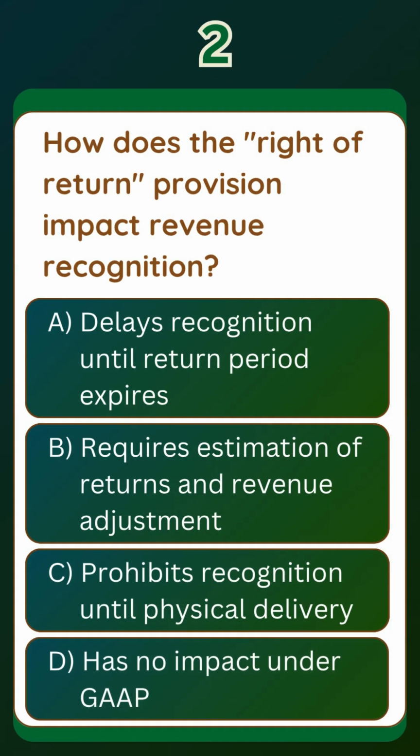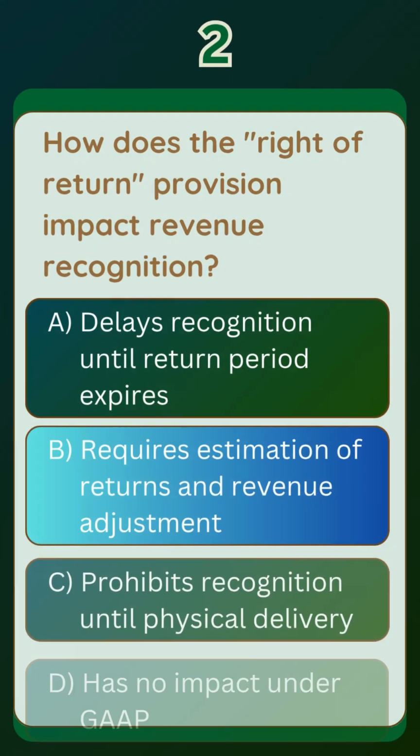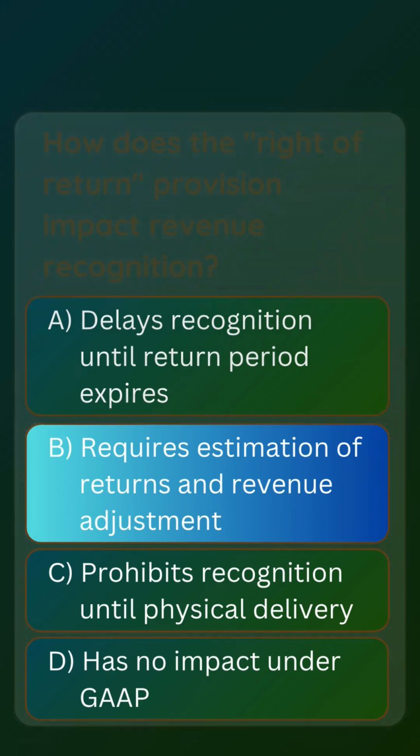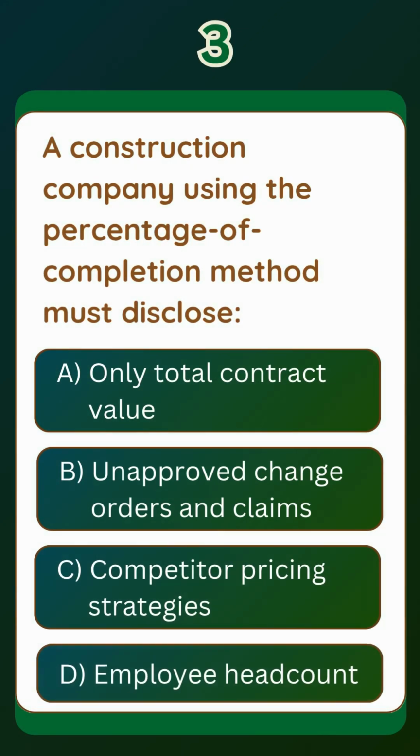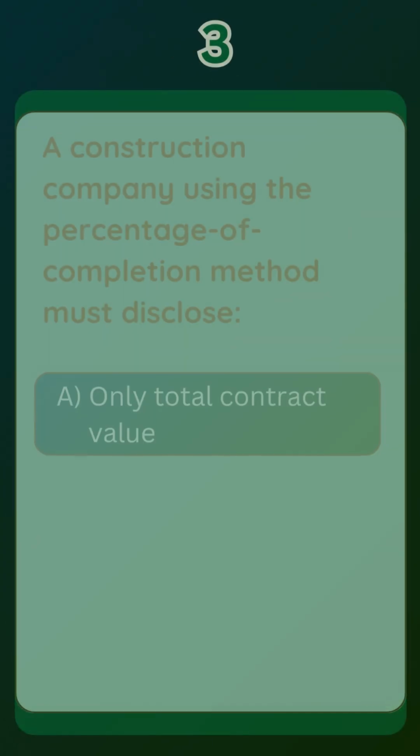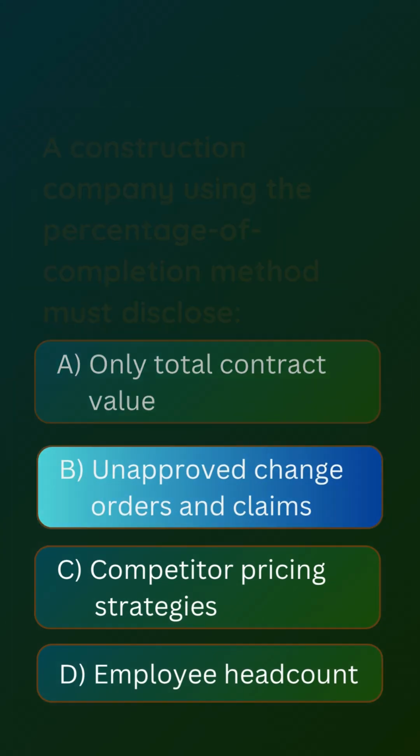Question 2. How does the right of return provision impact revenue recognition? Correct answer is option B. Question 3. A construction company using the percentage of completion method must disclose. Correct answer is option B.